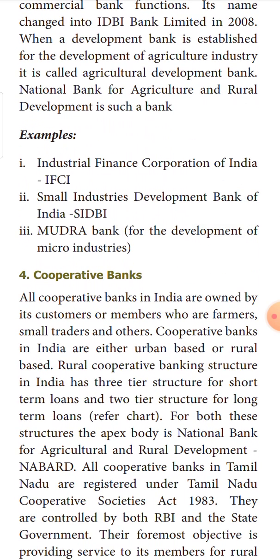Next are the Industrial Development Banks. Examples are IFCI, Industrial Finance Corporation of India, and the Small Industries Development Bank of India, which gives loan facilities for small concerns. Next is Mudra Bank. It is of recent origin; it was started only in 1997. This Mudra Bank was established only for the development of micro industries. Micro means very small industries. SIDBI is for the development of small enterprises, and Industrial Finance Bank is for the development of large industries.